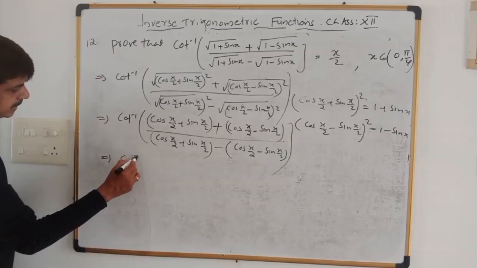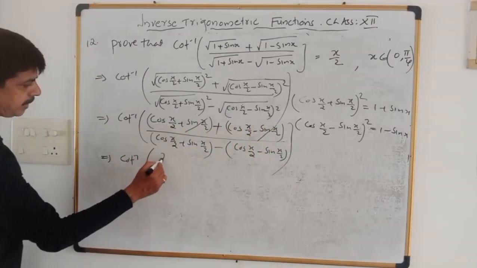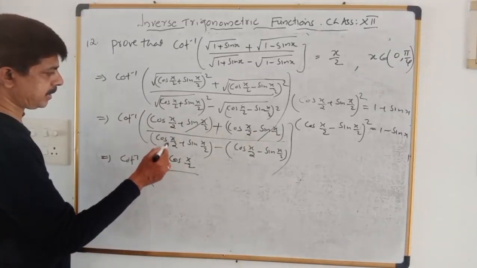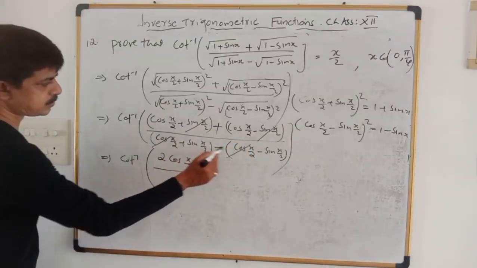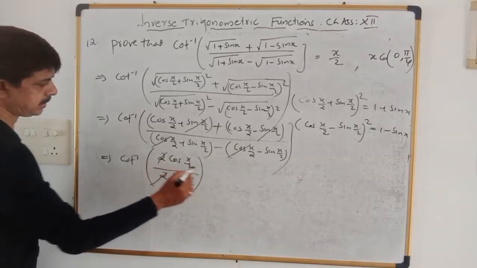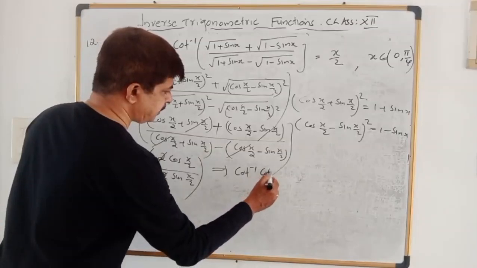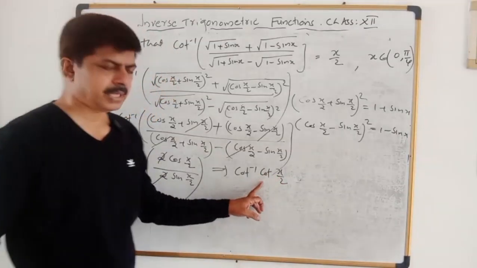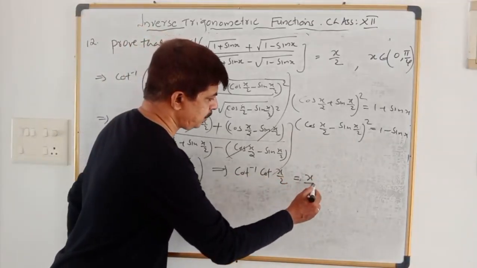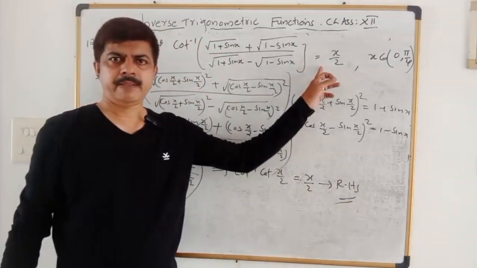For the next simplification, the sin x by 2 terms will be cut in the numerator. It becomes 2 cos x by 2. In the denominator, cos x by 2 will be cut, so sin x by 2 plus sin x by 2 becomes 2 sin x by 2. 2 is cut. So we are going to get the answer: cot inverse cot x by 2. We have a property to remember: cot inverse cot becomes x by 2. That is what we wanted to prove. Hence it is proved. We got the answer x by 2.